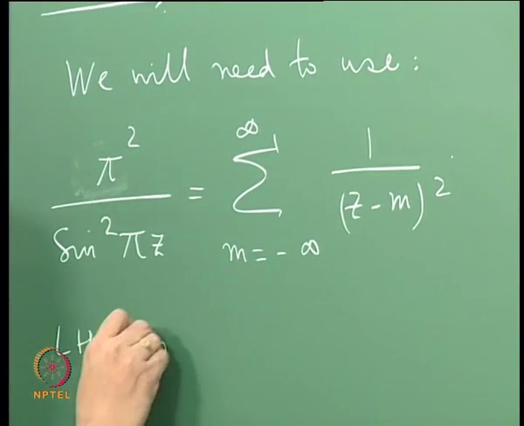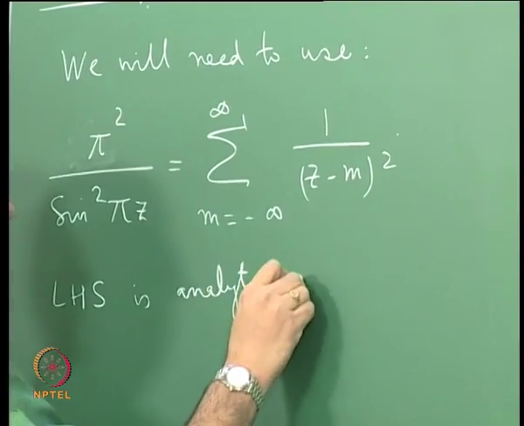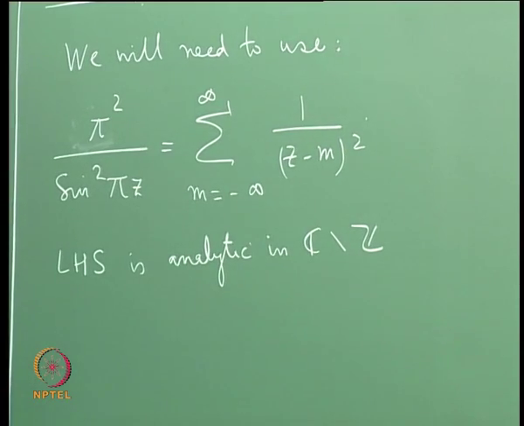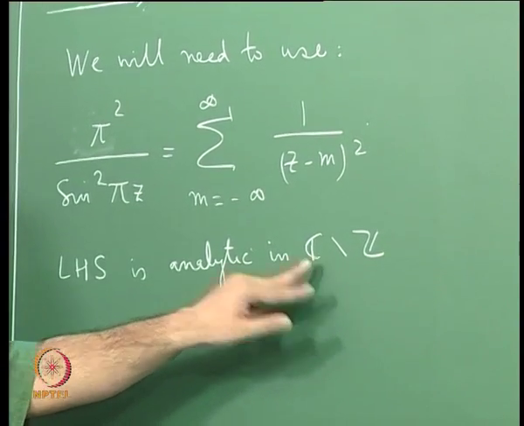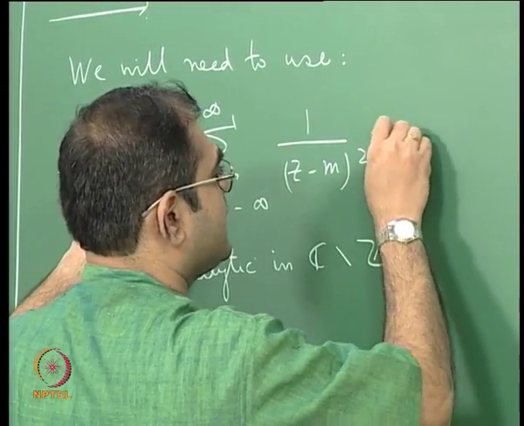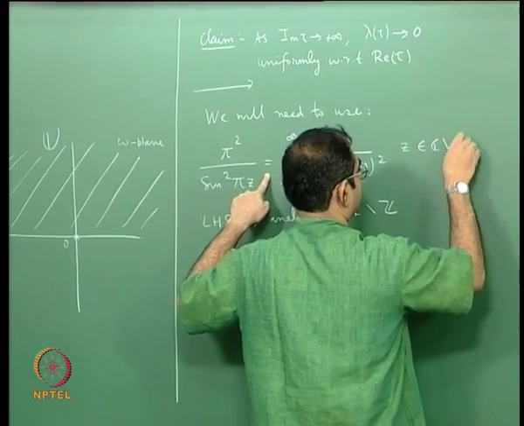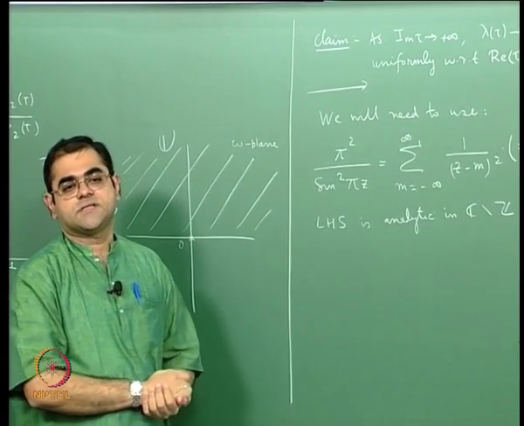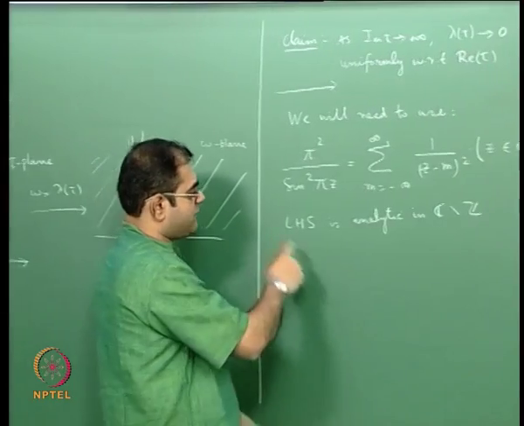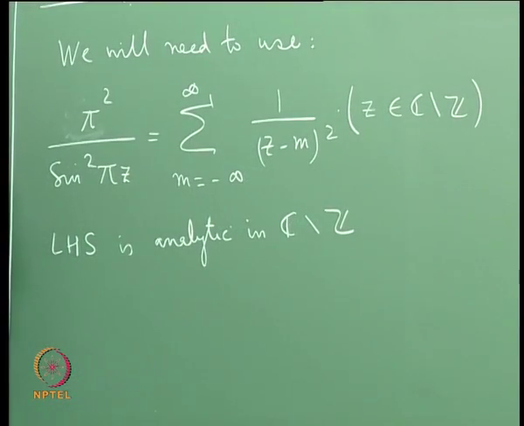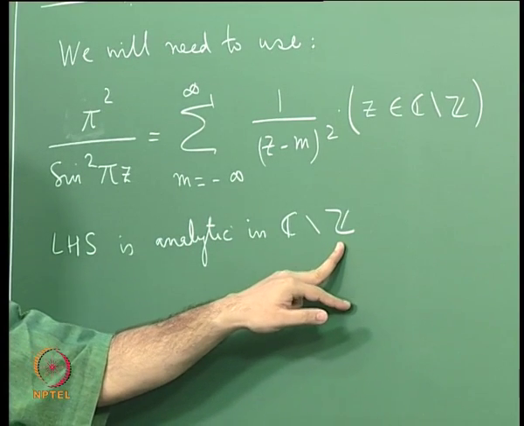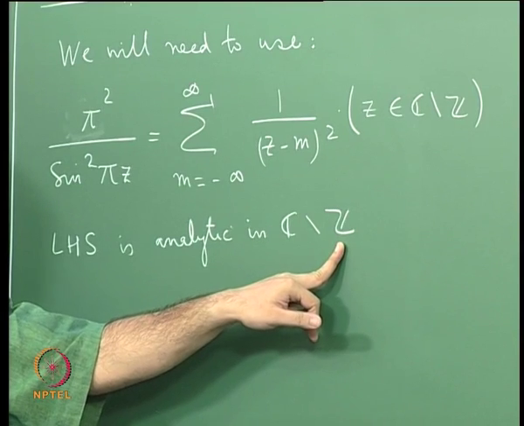So you see LHS is analytic in C minus Z. If you take away the integers from the complex numbers, this is valid for any z which is not an integer. So the left hand side is of course analytic in C minus Z. What happens at points of Z? By Z I mean integers, at integer values you get poles of order 2.